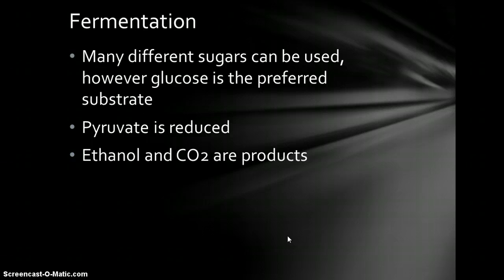Many different sugars can be used for fermentation. However, glucose is the preferred sugar. So pyruvate is reduced, and ethanol and CO2 are the products of this form of fermentation.